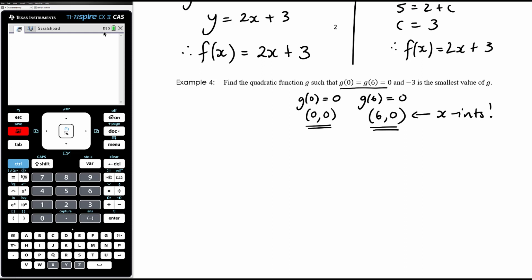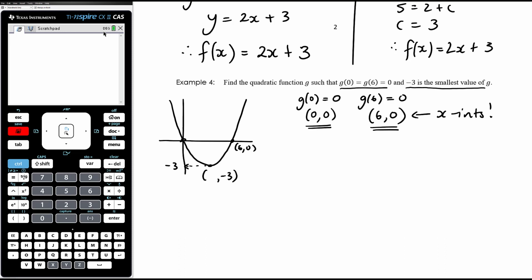So finding the equation of a quadratic when we have the x-intercepts is probably best to start with a factorised form. However, if we think about the third bit of information, we know that -3 is the smallest value of g. So we have a parabola which has a smallest value, so it's going to have to be a happy parabola. It goes through (0, 0), it goes through (6, 0), and the smallest value of that function is -3. So the y-coordinate of that point is -3. We also know the x-coordinate of that point because it's halfway between our two x-intercepts, so it's at 3. So we have both the x-intercepts and the turning point.